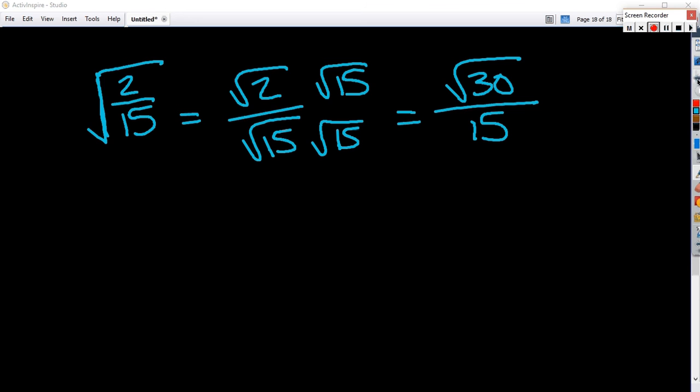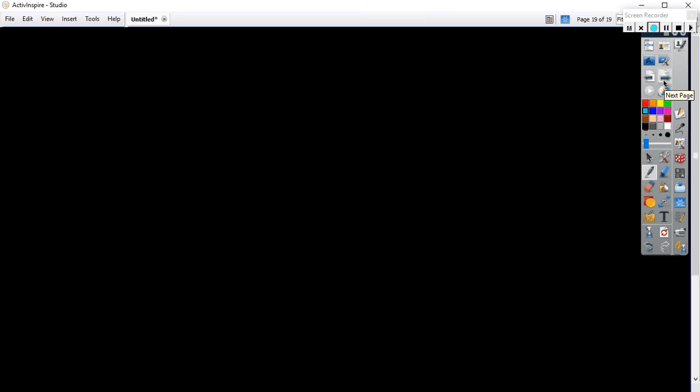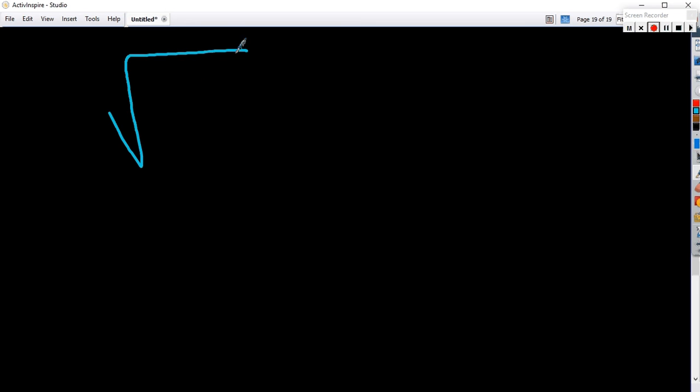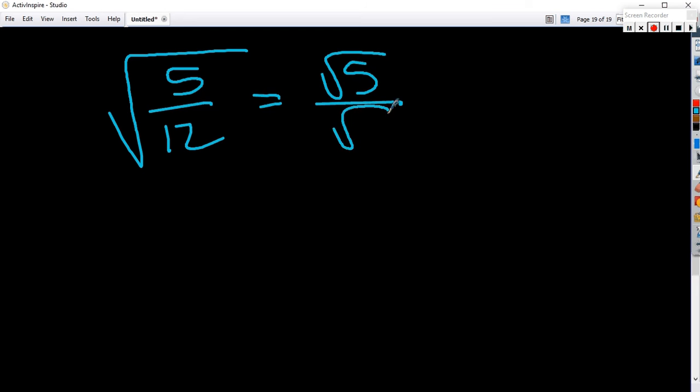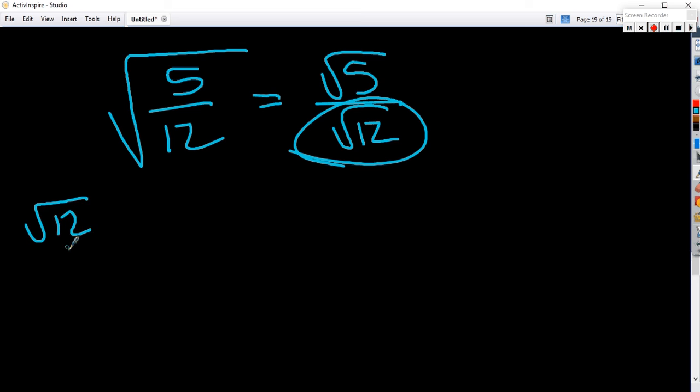Let me show you one like this because it comes up in your classwork. If you have something like this, when I split that up, I get the square root of 5 over the square root of 12, right? So you can multiply the top and the bottom by the square root of 12 as it sits right there. What I would probably do is look at this first and say, can you split that up? Yes, because the square root of 12 can be split up exactly.